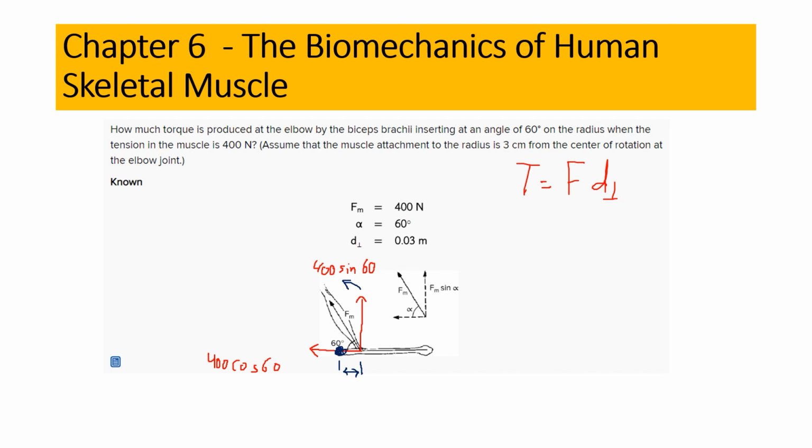You can't put distances with centimeters or millimeters. You need to convert them to meters, Newton meters, correct? So 3 centimeters, how many meters is this? Yeah, you divide by 100, so it's 0.03 meters.